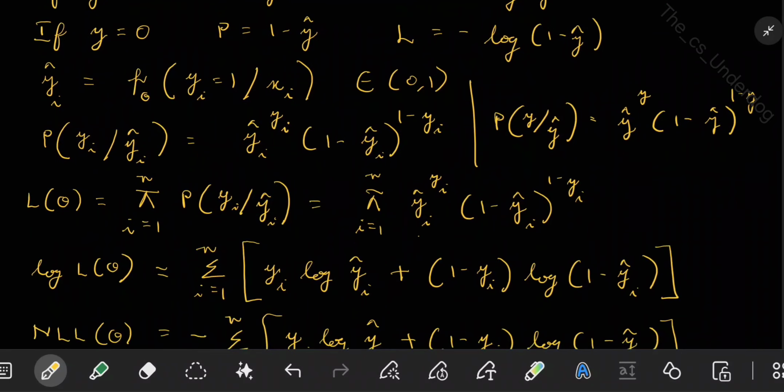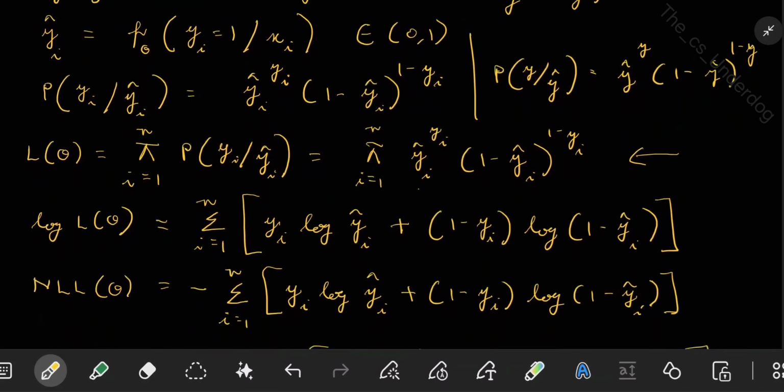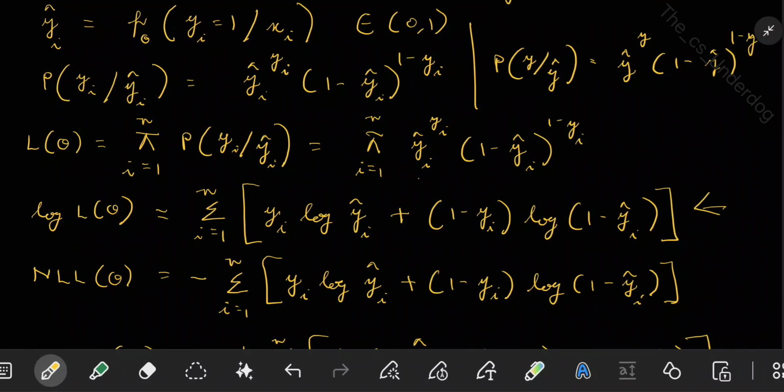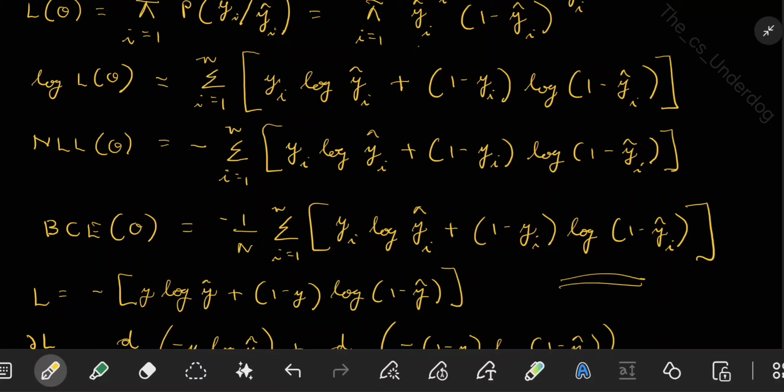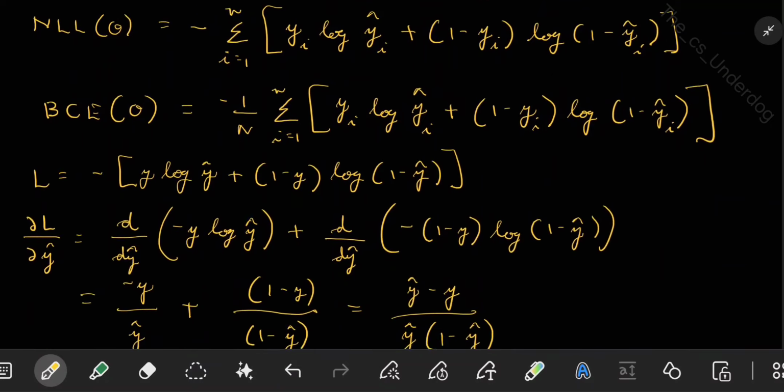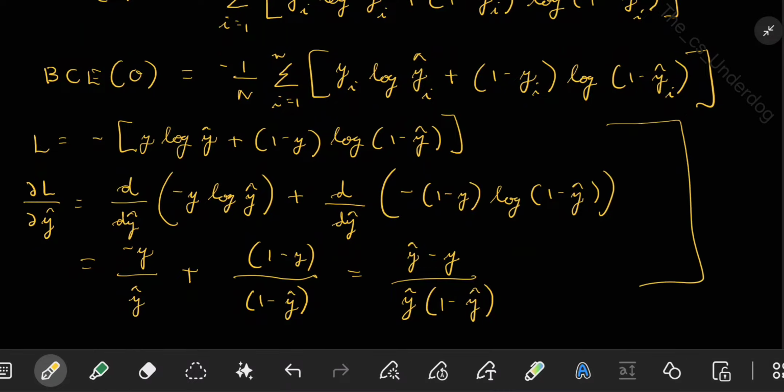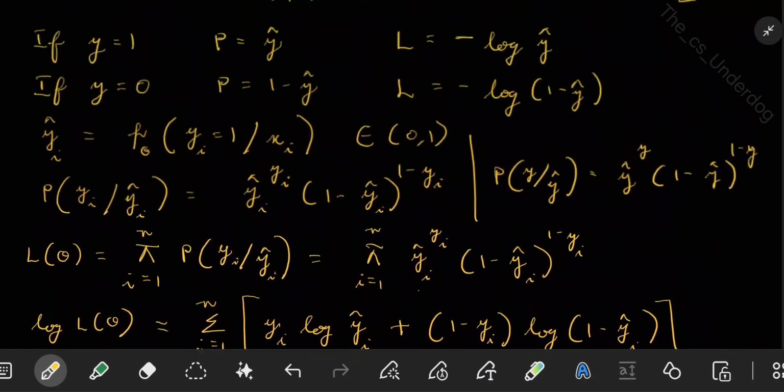Then we went to the likelihood function. We found the likelihood, then the log likelihood, then we took the negative log likelihood. That is how we reached BCE loss. This is the final formula for BCE loss. Then additionally, we found the gradient of BCE loss as well. So this completes the lecture on BCE loss.